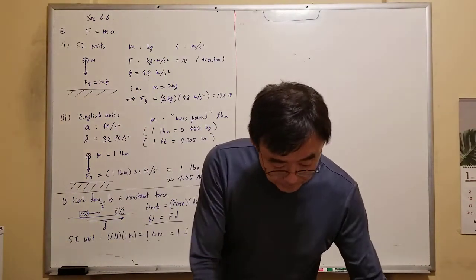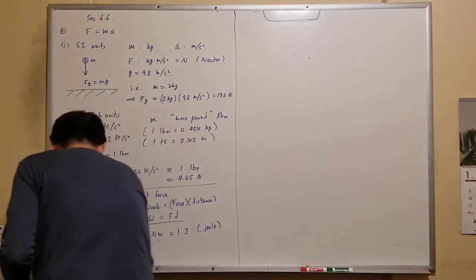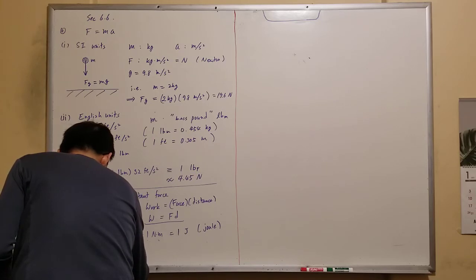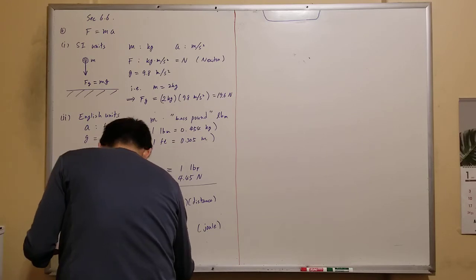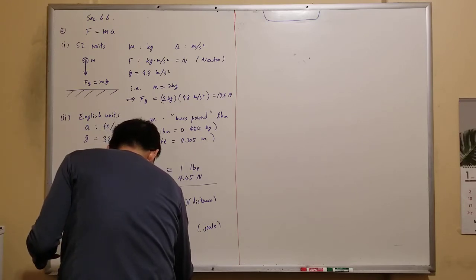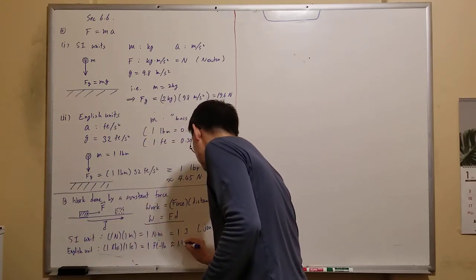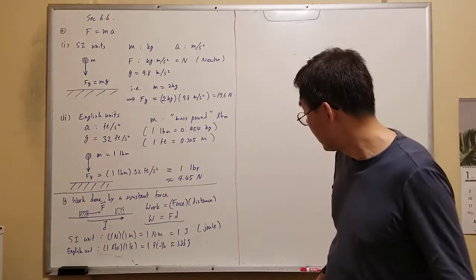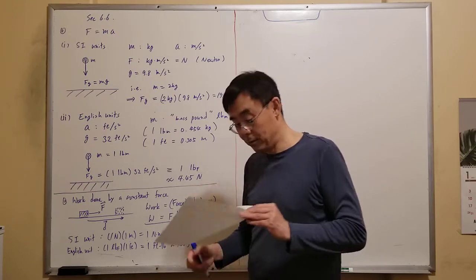In English unit, that would be 1 force pound times 1 foot. That's what we call 1 foot pound, which is about 1.36 joule. Foot pound, force pound, and 1 foot.